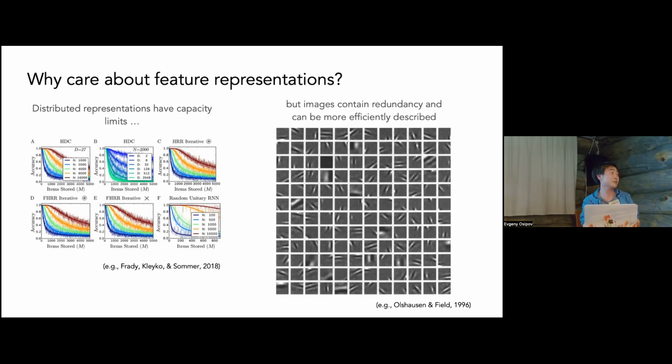But we know that images are highly redundant, as are many sources of data. They can be more efficiently described in terms of a sparser subset of elements. This is what sparse coding, which you might also know as dictionary learning, tries to learn. These are some example dictionary elements from the Olshausen and Field 1996 paper, trained on natural images.